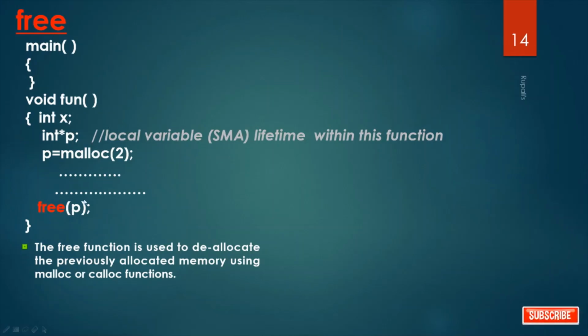But the lifetime of the p variable is within this function, means after execution of this fun function, when the control returns to main, this p variable is destroyed. The free function is used to deallocate previously allocated memory using malloc or calloc functions.